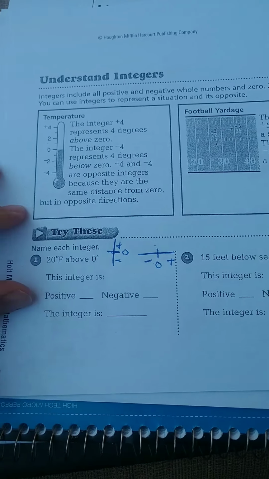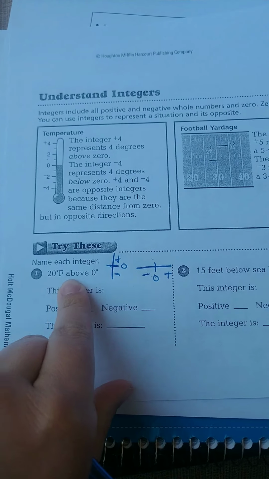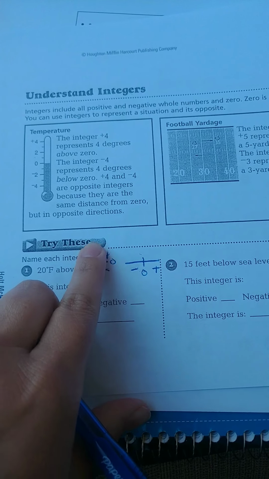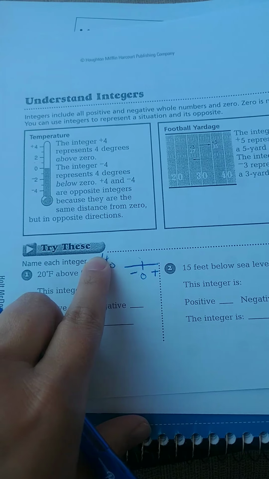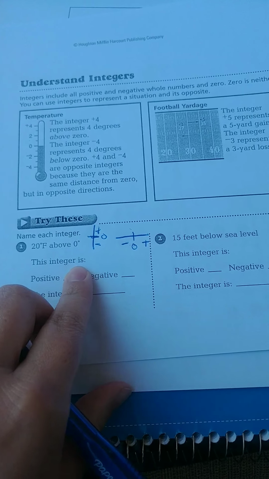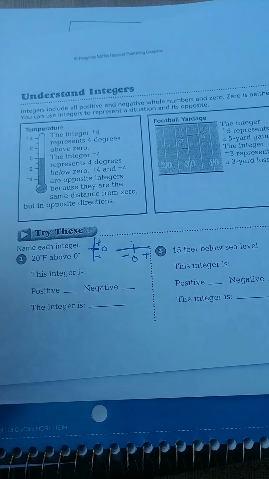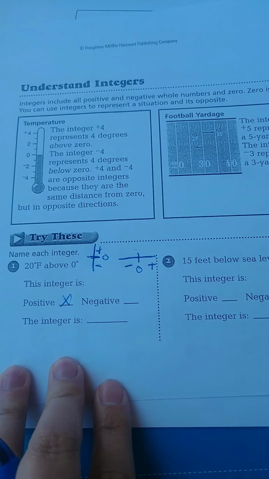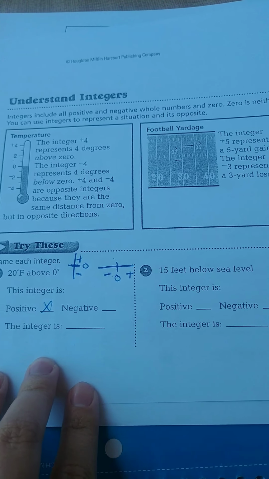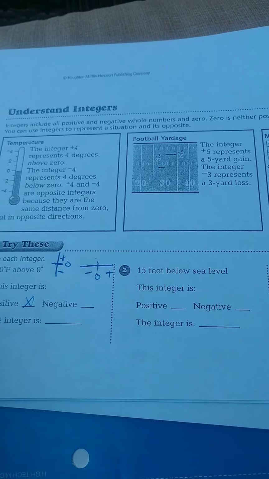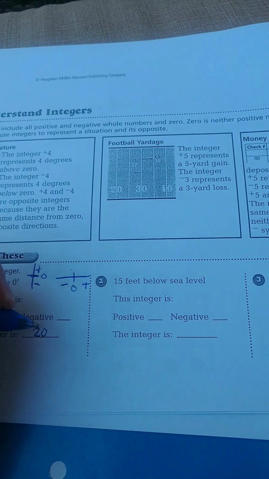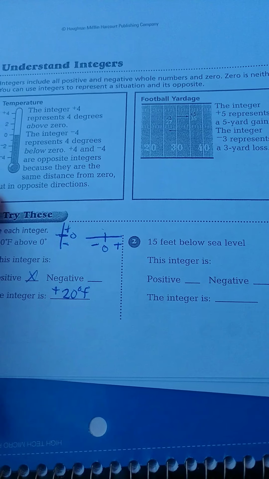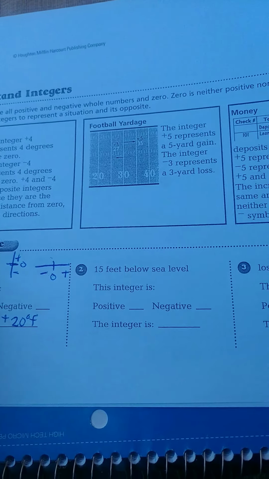Okay, so if it says 20 degrees Fahrenheit above 0, if we look here, above, we're going up. So here's 0. If we go up, we know we're in the positive range. So this integer is going to be positive. If the integer is positive, how do we write it? You can either just put 20 degrees Fahrenheit or plus 20 degrees Fahrenheit to show that it is positive.